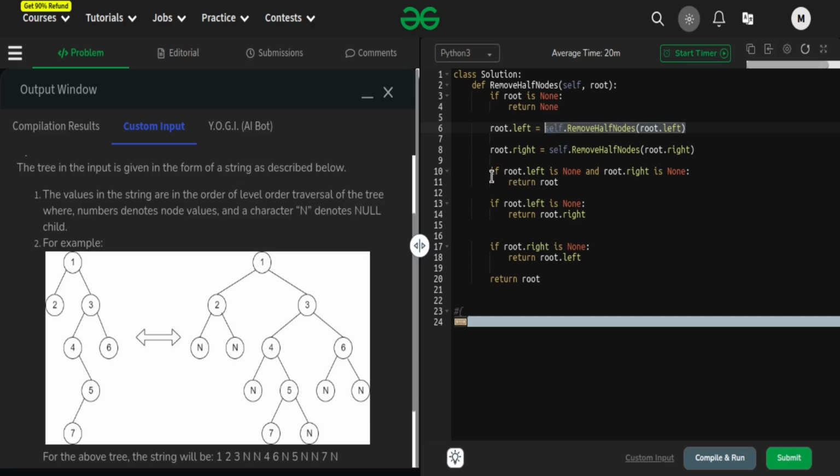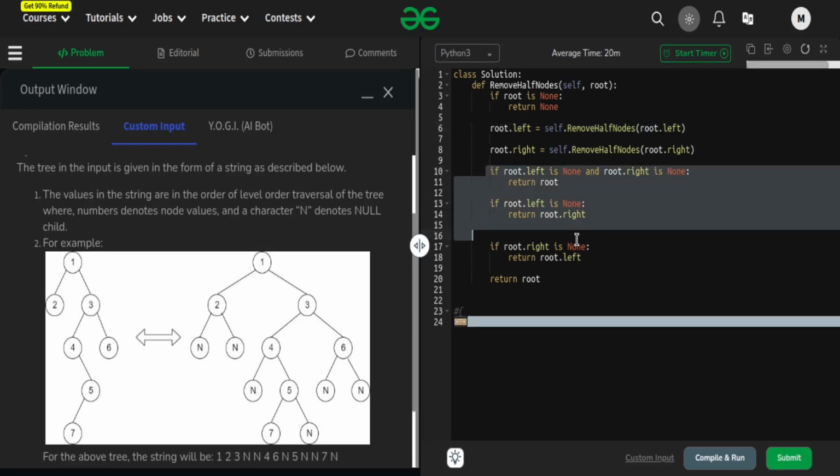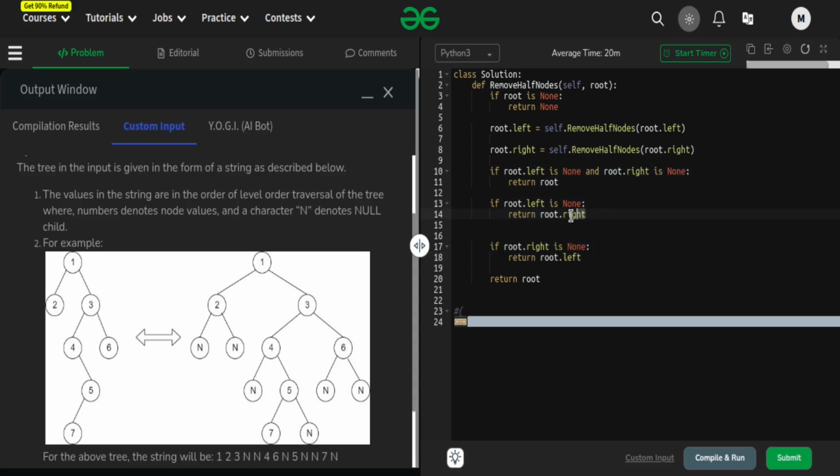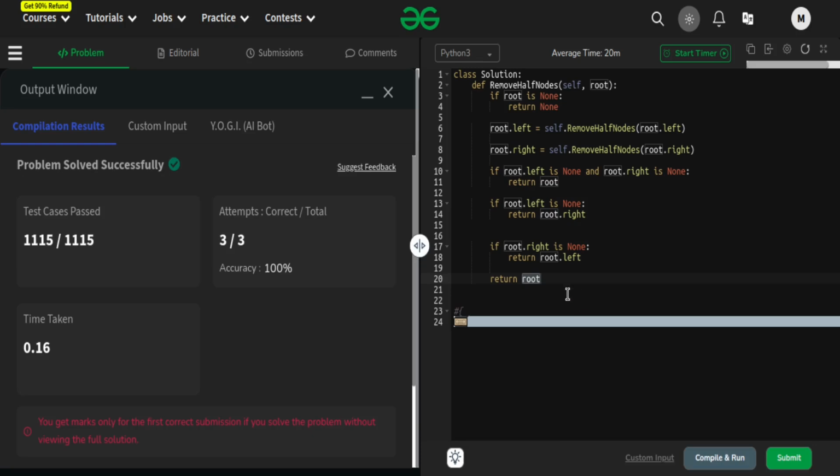Now let us look at the remaining part of the code. Over here, we are identifying whether this is a half node or not. If it is a half node, then we are returning the appropriate pointers, which is root.right or root.left. If it is not a half node, then we are returning root. So that's the Python code, folks. Now let us submit our solution. So our Python code got accepted.